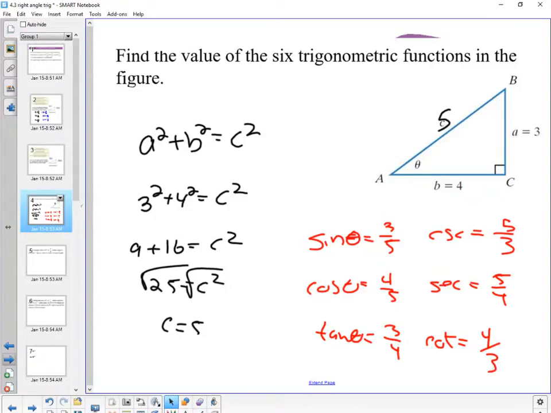Okay? So we could find theta, and that's kind of the idea of what you're doing there. But we'll get to it in a few minutes. Okay? You guys cool with that? All right. Anybody writing?